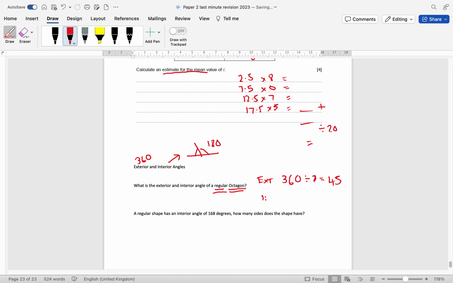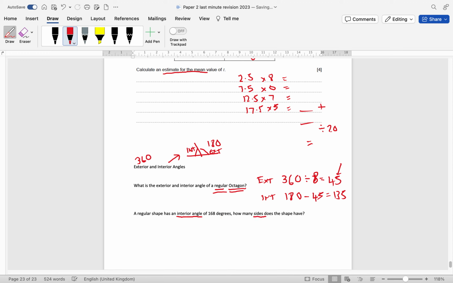And then the interior would be 180 take away the 45 because the interior and exterior are on a straight line, which is 135. Or the flip of that is, instead of giving you the number of sides of the shape, it might give you the exterior and ask how many sides the shape has. So a regular shape has an interior angle of 168 degrees. How many sides does the shape have?